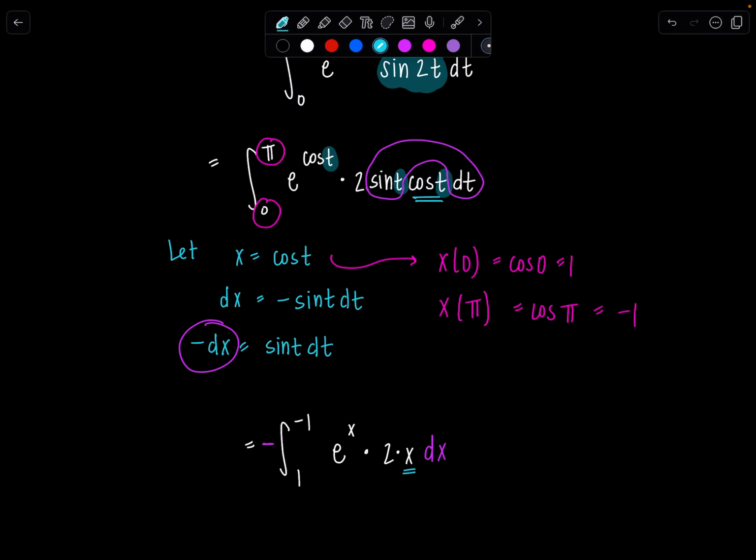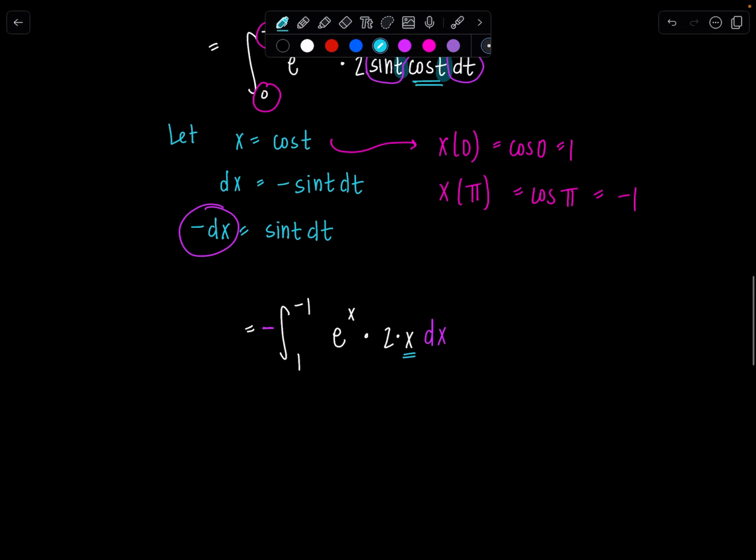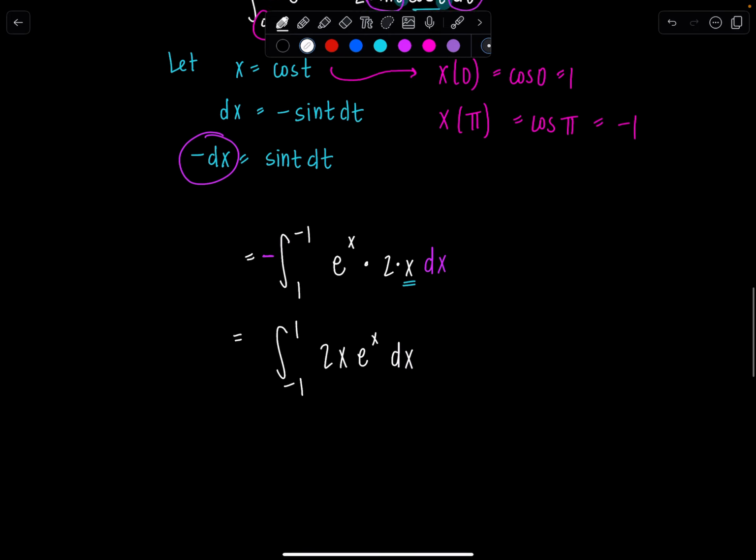Oh, good. Now, before we proceed, I'm going to do something that will make my life easier, make it look prettier. I'm going to switch the limits of integration to go from negative 1 to 1, and that changes the sign of my integral, so then I can get rid of the negative. Multiplying it by another negative makes it positive now. And then let's put 2x first, and then e to the x dx. Looks so much better. All right, from here, hopefully you can see, yes, it's time for integration by parts.